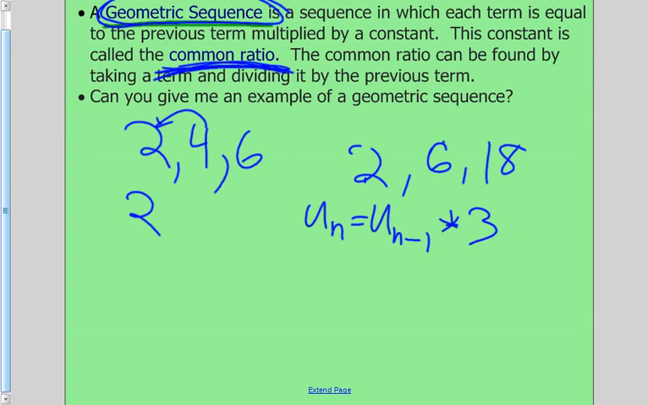So that's really the only difference between your geometric and your arithmetic. So common ratio versus common difference, arithmetic, geometric. That's it. So let's take a look at the homework here.